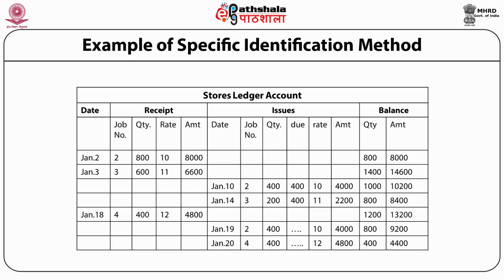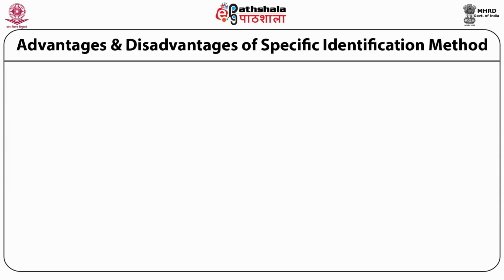And when we have to make an issue of 200 units for job number 3, this material is issued at the rate of 11, the rate at which this material was received specifically for job number 3. So it makes clear that in the specific identification method, materials are issued according to specific jobs and they can be separated. It is important to study the advantages and disadvantages of the specific identification method.